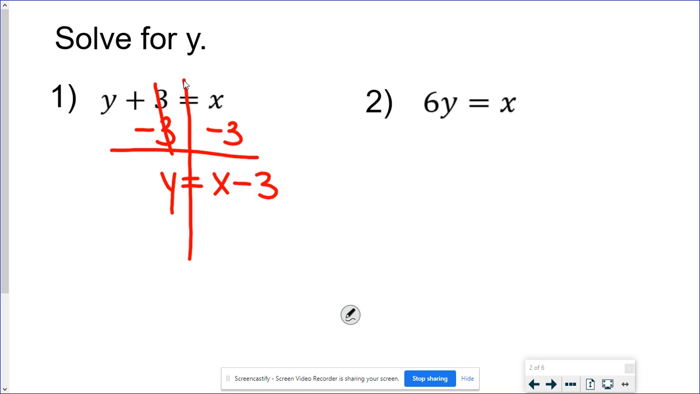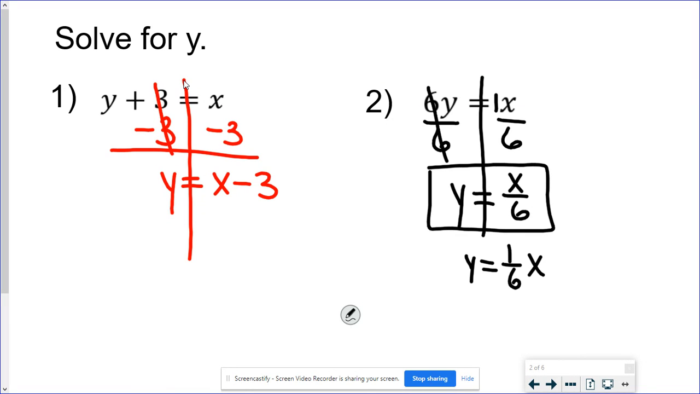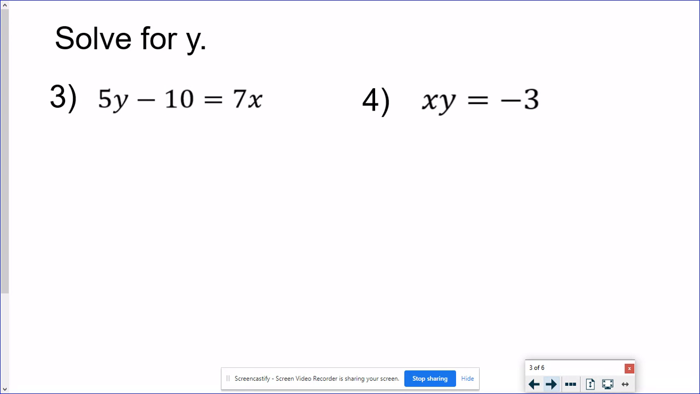In number 2, right now the y is being multiplied by 6. To get rid of multiplying, I would divide. So the 6's will go away. And all I'm left with is that y equals x over 6. Sometimes they would also put a 1 in front of this, and then they could look at it and say, oh, I'm going to take the 1 and the 6 and make a fraction, 1/6 x. That's just another way to write it, but this for today is just fine. Once we're talking about graphing and getting slope-intercept form, the second option might be better at that point, but for now, the first one's just fine.